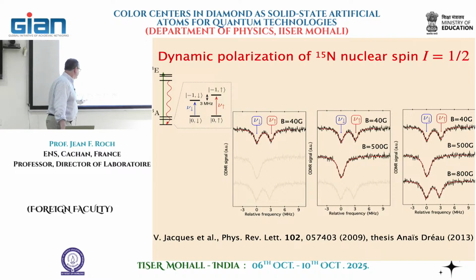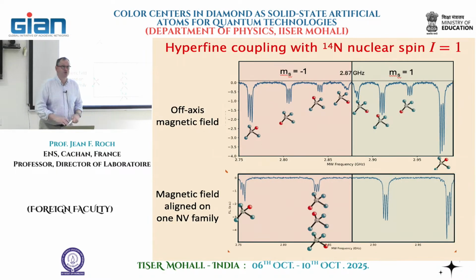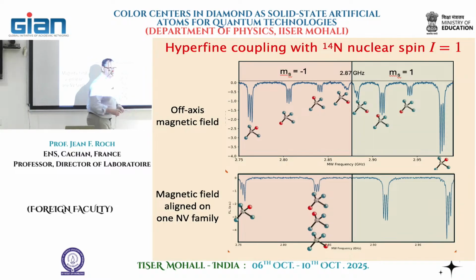And this was first observed by Vincent Jacques during his postdoc in Jörg Wrachtrup's team, and it was also described in the thesis of Anaïs. So just to show you some results that can be obtained with the hyperfine coupling, now with an ensemble of NV. So this is exactly what you will see this afternoon. Just a spoiler. We apply a magnetic field, so it's an ensemble.